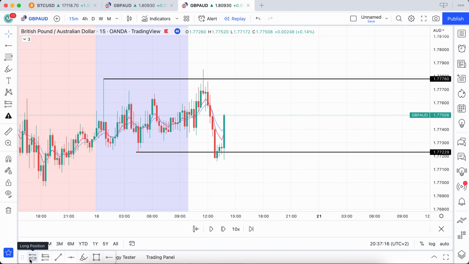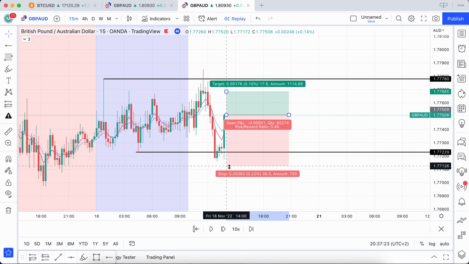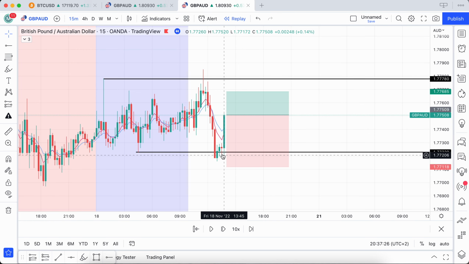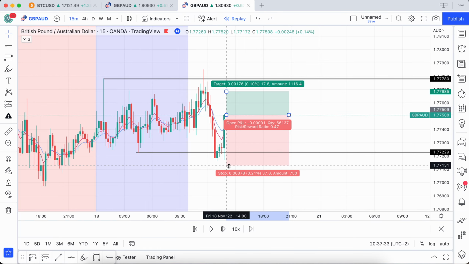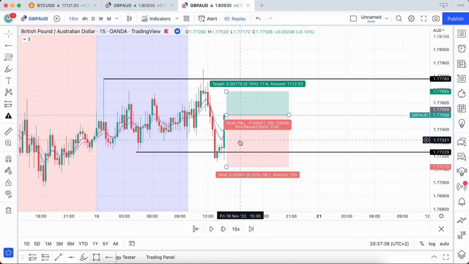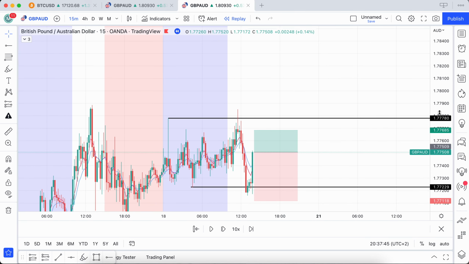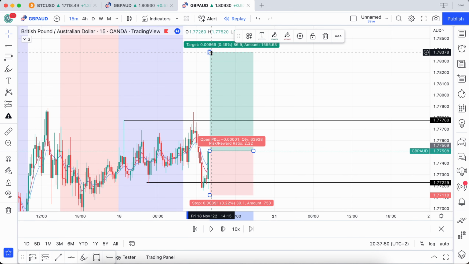So you click on long position, your entry point will be right here. Your stop loss always goes just a bit below your entry candle. I usually don't count in pips, I just do it visually, just a bit below, like that. So it's a pretty good stop loss, as you can see, 39 pips, which is a fairly decent amount of pips. And then your take profit will always be, as you remember, 3-1.